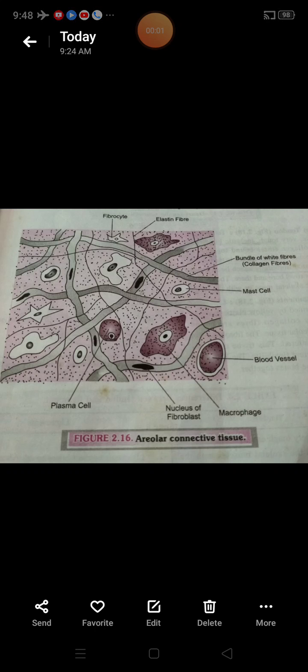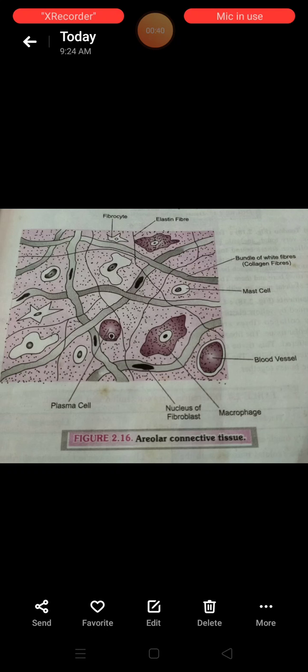Hello students, today's video relates to some diagrammatic aspects of connective tissue. In the session on connective tissue, the first picture is the areolar connective tissue. Areolar connective tissue contains a transparent, jelly-like matrix with a number of cells and protein fibers.